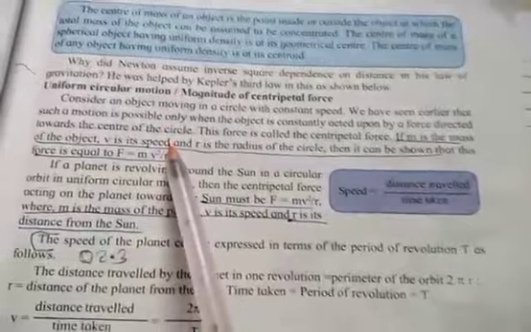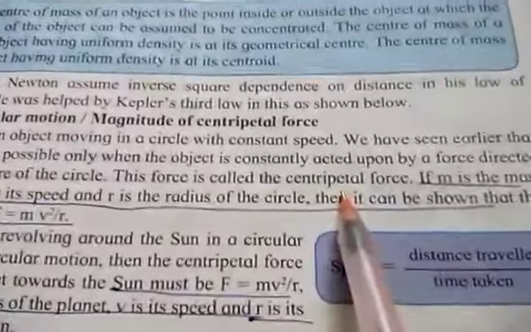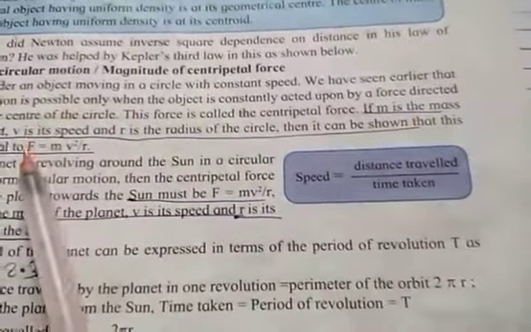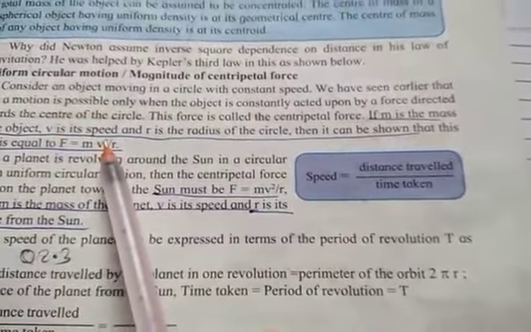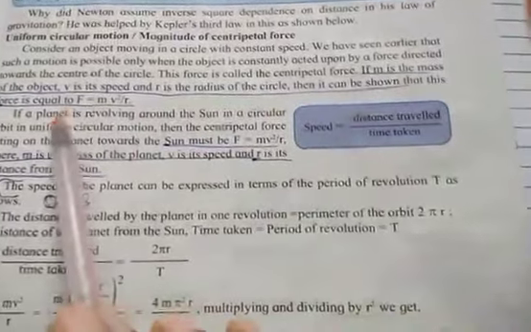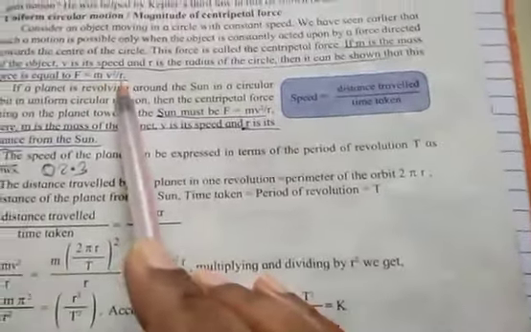Here the sun is the center of the circle and the earth is the planet. So this force is called a centripetal force, which you know very well by now. If m is the mass of the object, v is the speed, and r is the radius of the circle, then it can be shown that F is equal to mv square upon r.